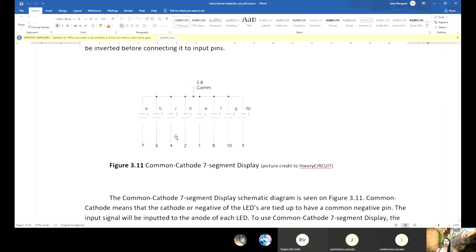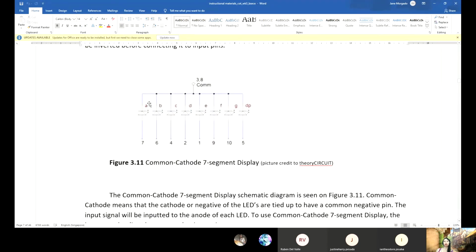And then we have common cathode. As you can see, all the negative cathode sides of the LEDs are connected. You have to supply pin 3 or 8 with negative voltage or connect it to the ground. To turn on 7, let's say you have LED A here, to turn on each LED you have to supply here with positive voltage.